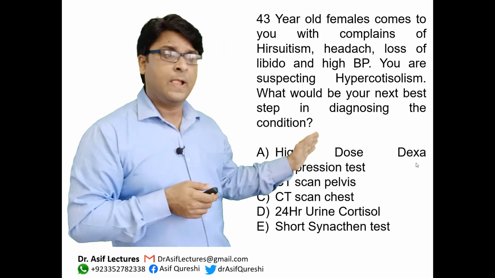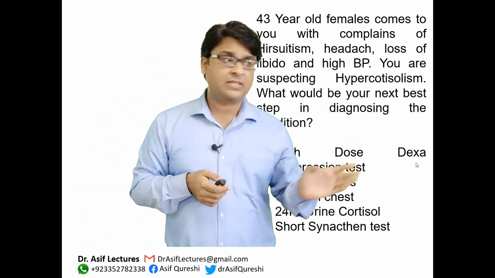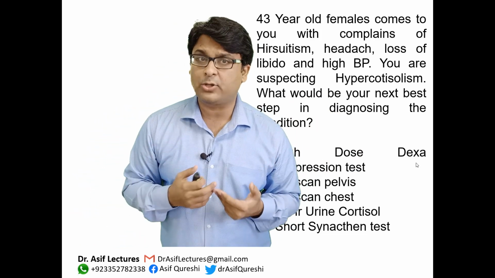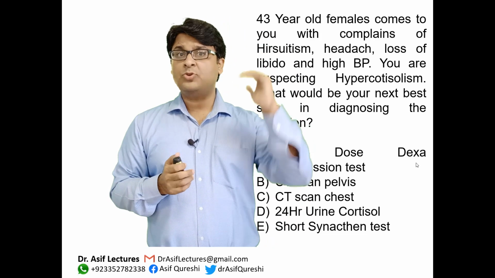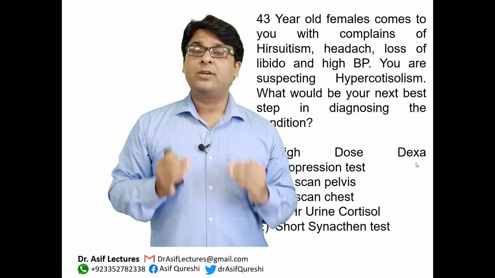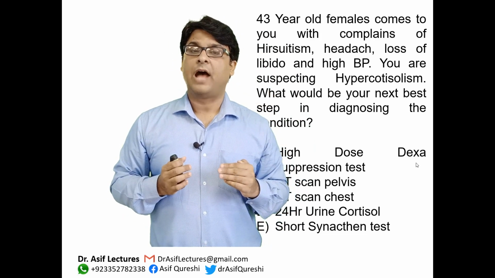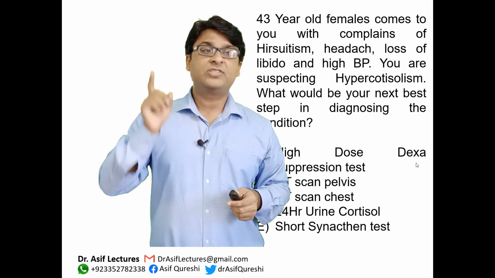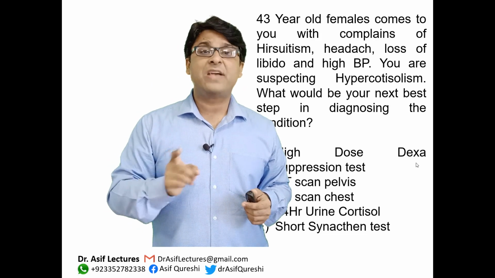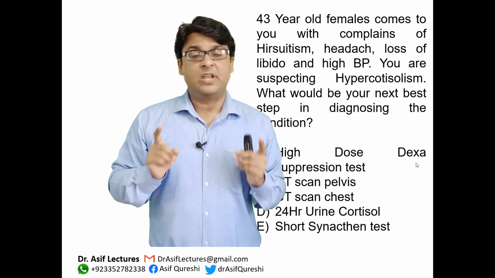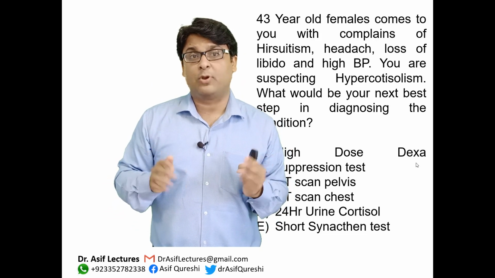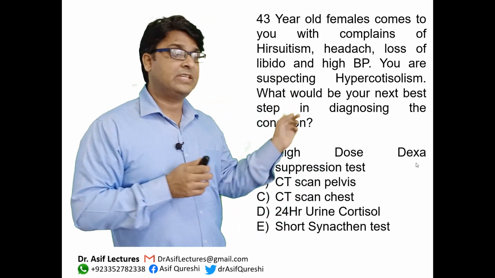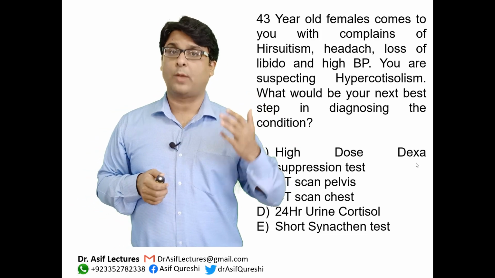Now, the remaining options: yes, we do high-dose dexamethasone. Yes, we do CT scan pelvis. Yes, we do CT scan chest and 24-hour urine cortisol. They're all done, A to D, in the diagnostic algorithm of hypercortisolism. But the question is, what is the next best step? The next best step is not a CT scan, because we need to get the lab profile first, the biochemical profile, okay? So options B and C are out. Now we are left with option A and option D.